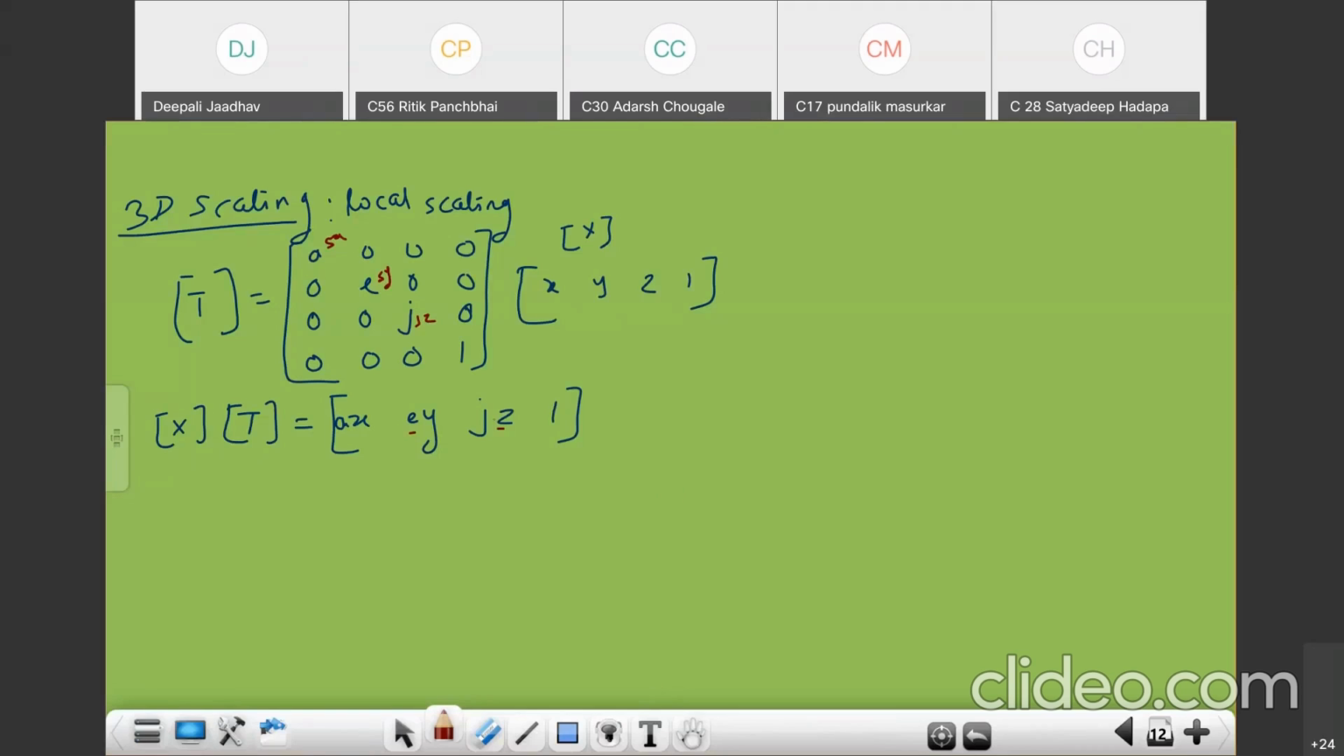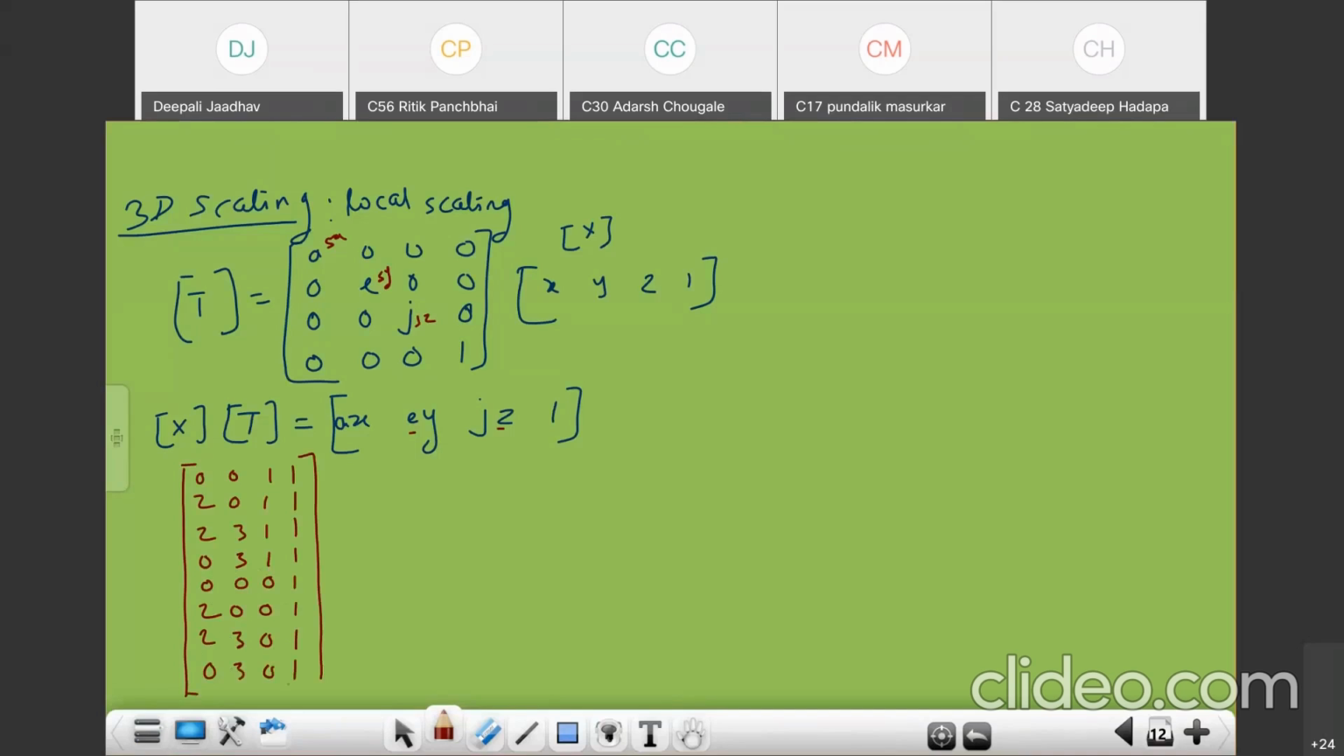Now consider the same rectangular parallelepiped. I write here directly the object values: 0 0 1 1, 2 0 1 1, 2 3 1 1, 0 3 1 1, 0 0 0 1, then 2 0 0 1, 2 3 0 1 and 0 3 0 1.